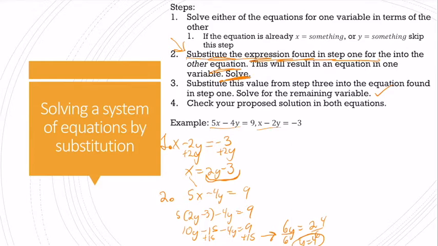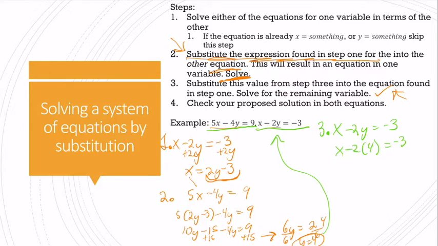I can then substitute this into either of the equations that are left. I could substitute it into 5x minus 4y equals 9, or x minus 2y equals negative 3. It doesn't matter. I'm going to plug it back into my first equation. This is step 3, FYI. x minus 2 times 4 equals negative 3. x minus 8 equals negative 3. I add 8 to both sides, so I get that x equals 5.